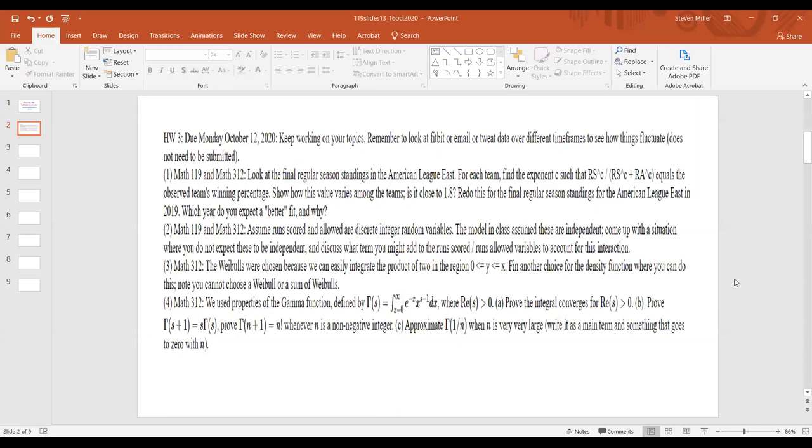And then we do this for the regular season in 2019. So the first one was 2020 and the second one was 2019. Which year do you expect a better fit and why? So what year do you think is going to be a better fit, 2020 or 2019? Good, why is 2019 better? Yeah, there's more games played. There's almost three times as many games in 2019 as the COVID-shortened season in 2020.